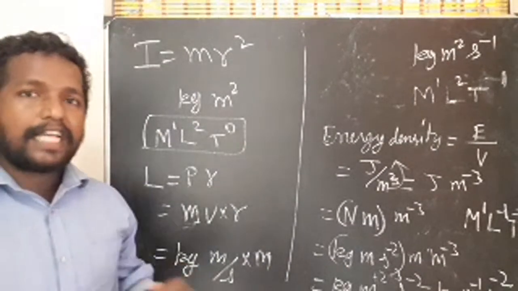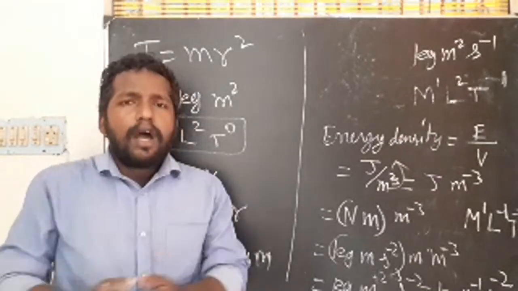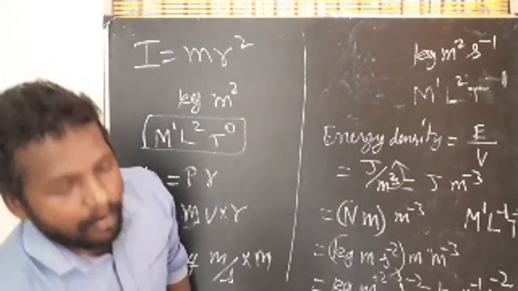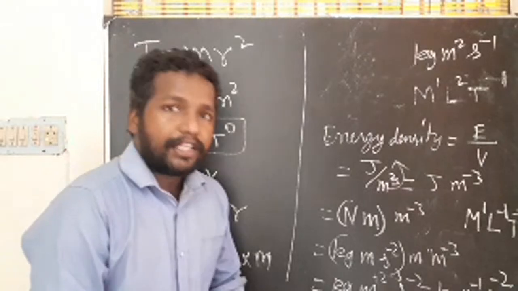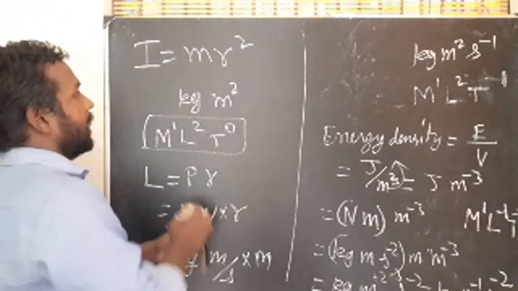In this class we are discussing the dimensional formula and SI unit of all the physical quantities and formulas. Fundamental quantities we already know. We are solving now for a derived quantity, which depends on the fundamental quantities.